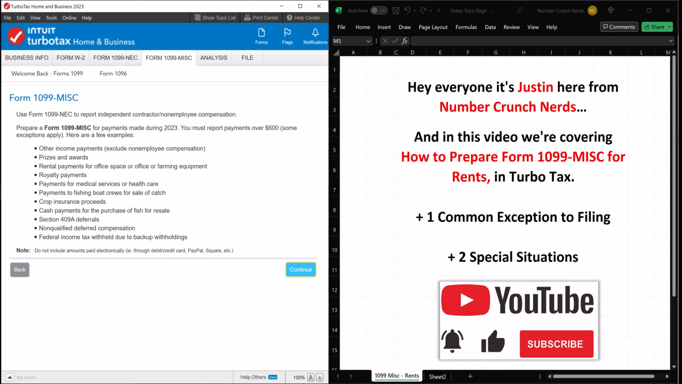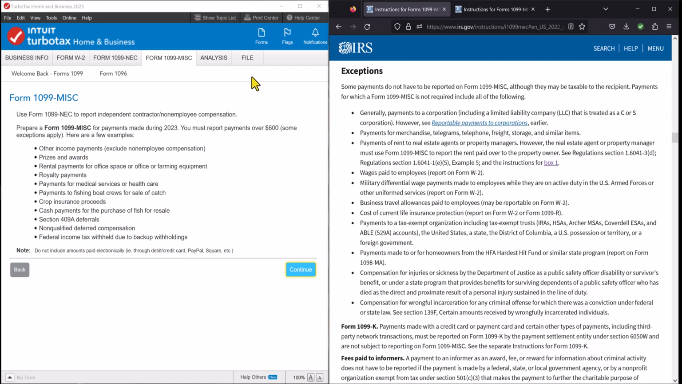Let's go to irs.gov, and right here, what I want you to look at is exceptions, okay? This web address will be in a link below this video, so you can go check out the source, but this is irs.gov. It says exceptions. Some payments do not have to be reported on Form 1099 miscellaneous, although they may still be taxable to the recipient, okay? Payments for which 1099 miscellaneous is not required include all of the following.